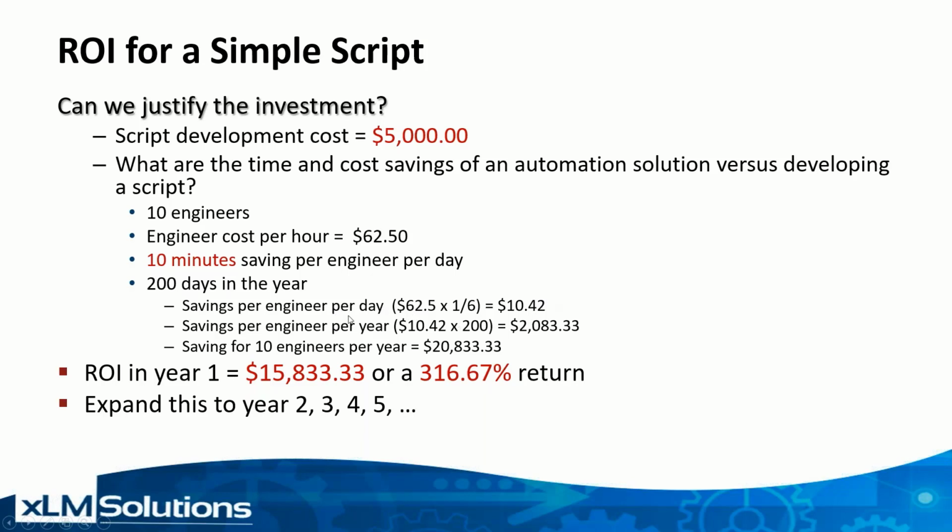$10.42. Across a whole year for that one engineer, you're saving approximately $2,000. And across 10 engineers, that's probably a $20,000 saving. So even in year one, that simple $5,000 investment can have a really large return on investment. And that can be expanded across multiple years to see how that ROI could grow.